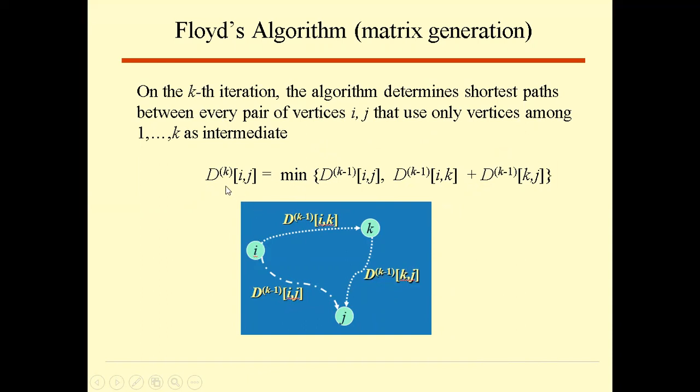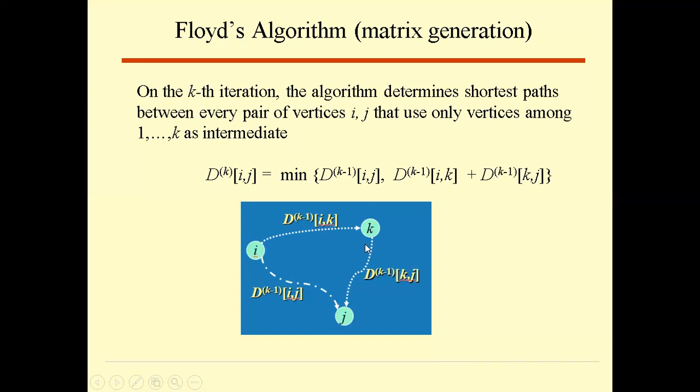Actually, d(i, j) represents the length of the shortest path from the ith vertex to the jth vertex. So suppose a direct path exists between i and j, then this will be the length of the direct path from i to j. That is d of i, j present in the previous table. That value we are taking.